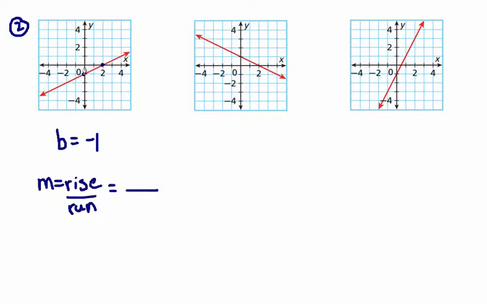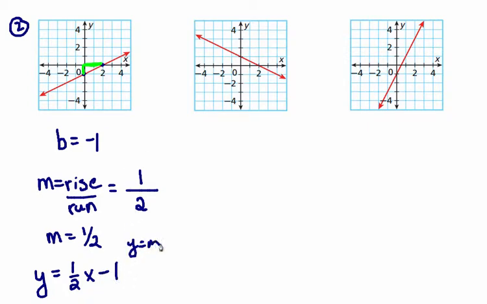From -1 to 0, here, the rise is +1. And from there over to 2, from 0 to 2, there is a run of +2. So again, our slope is 1/2. This means our equation in slope-intercept form is y equals 1/2 x minus 1. Remember that it's y equals mx plus b, so when b is a negative number, we have a subtraction sign there.